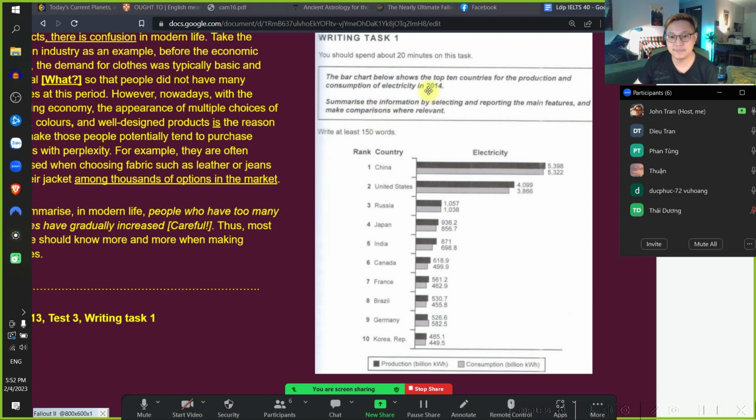So of course this one is in the past, right? So in this essay you have to mainly use past tense. Thì đương nhiên cái bài này phần đông phải dùng thì quá khứ đơn rồi. Okay, you see rank country, China, this is production, this is consumption is the lighter one. Cái nhạt nhạt hơn chứ là cái consumption tiêu thụ.